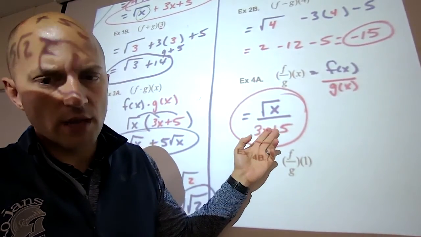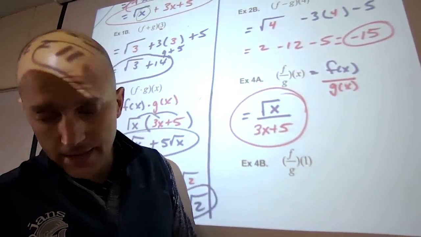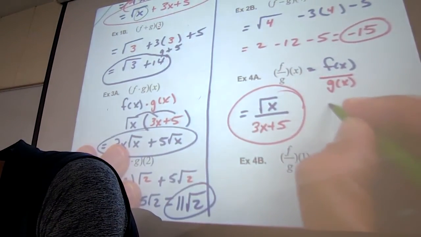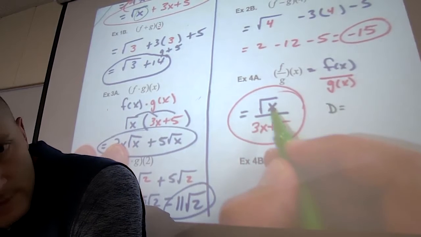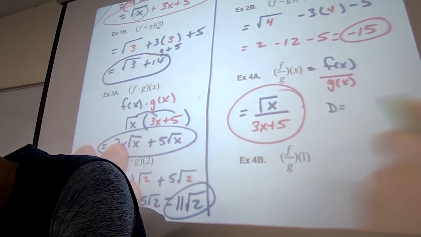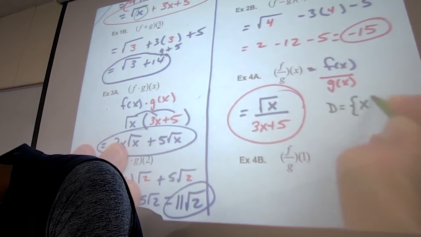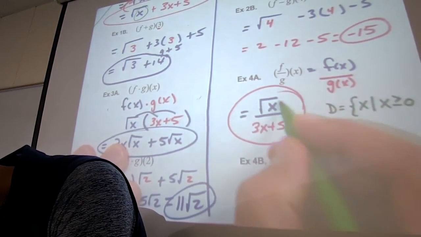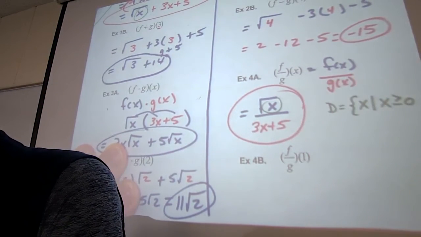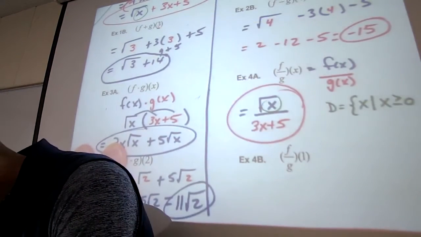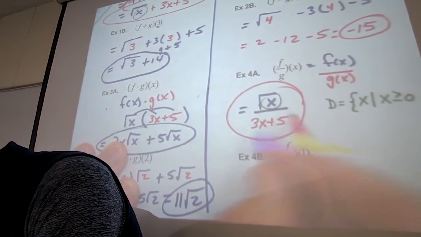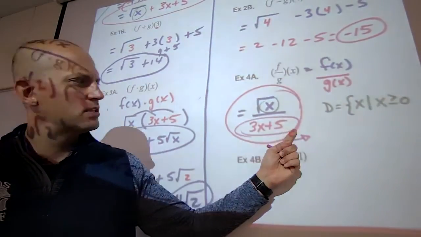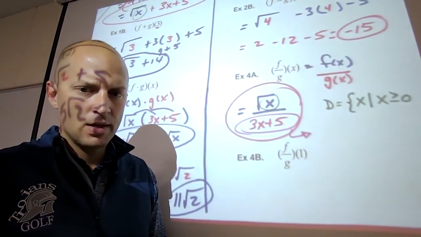The tricky one is to double check your domain to make sure you have your domain. So domain, it's got two things going on here. First thing is that what we talked about, square roots can't be negative. So domain is the set of all real numbers such that x is greater than or equal to 0. That takes care of this one. That takes care of that guy. But then we got to look out for the bottom. We got a denominator, right? We got this 3x plus 5 for the domain.